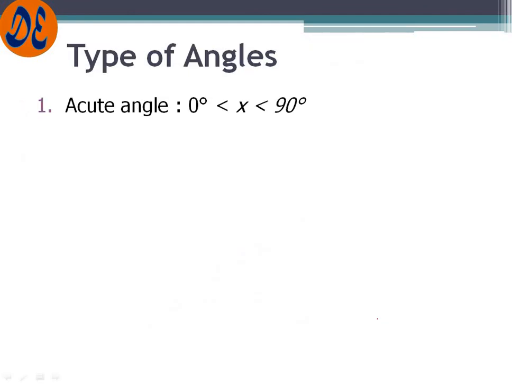Now we will be discussing some angles. We know that there are different types of angles. So first, acute angle. What is an acute angle? The angle which is between 0 to 90 degrees is called an acute angle. Here x is an acute angle. So if the value of x is greater than 0 and less than 90, it is an acute angle.